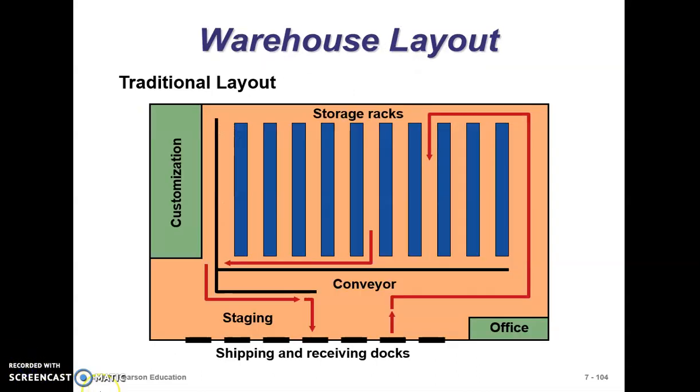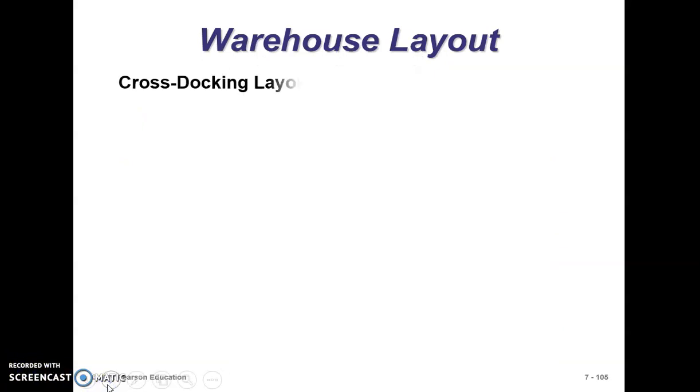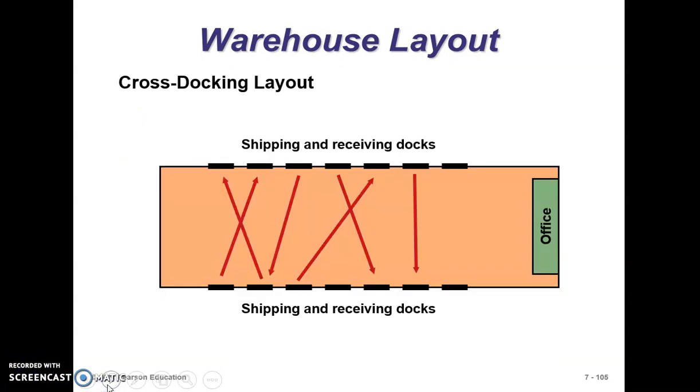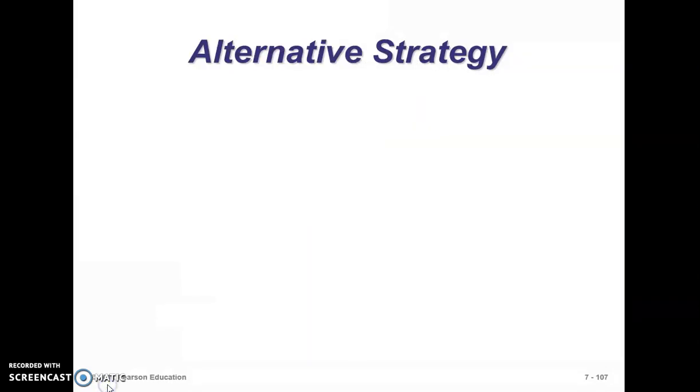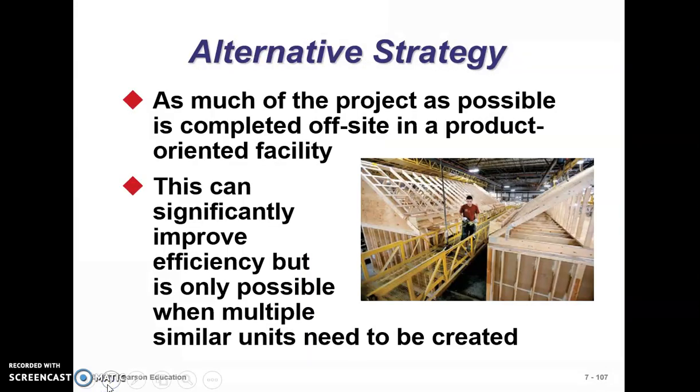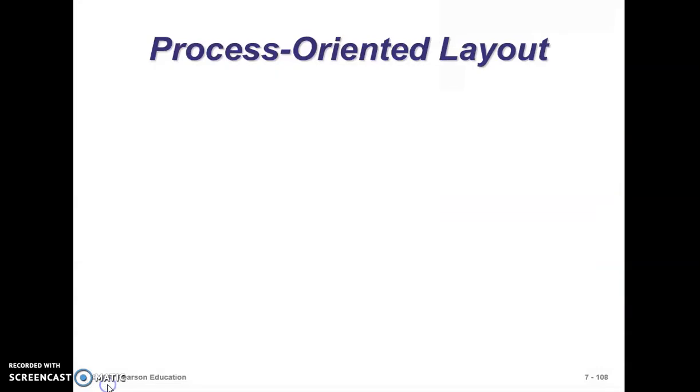Okay, this is the traditional layout, and this is a normal cross-docking layout. And now we move to fixed position layout. Why we call it fixed? Because the object is fixed in one position. For example, surgery and ship developments or projects, making a ship or building.